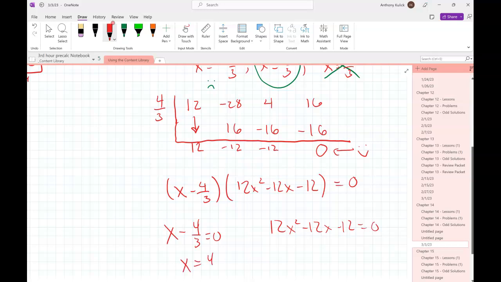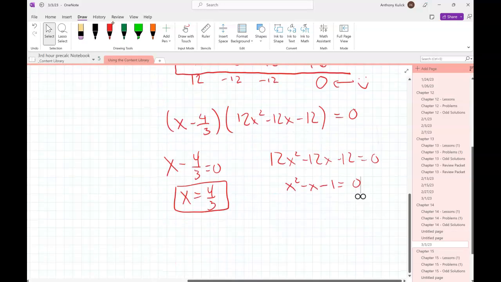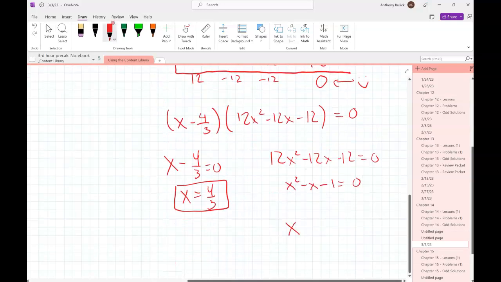And obviously this is 4/3. No duh, I knew that before. I'm going to divide everything by 12 here, just to make life a little bit easier to use the quadratic formula on this thing, because now the numbers are much smaller.